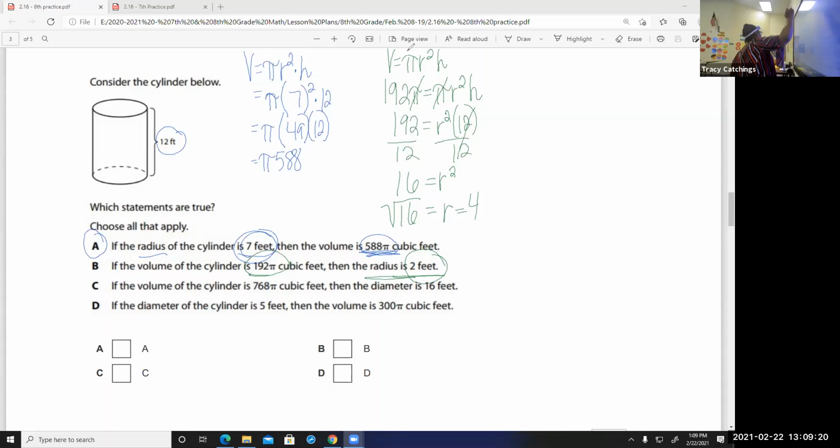All right, let's try C. C said the volume is 768 pi. So once again, start with that formula. The height is still 12. Once again, what's the same on both sides? Good. So now we have 768 is equal to r squared times 12. I didn't put the dot because they're all variables, and I kind of know that means multiplication.